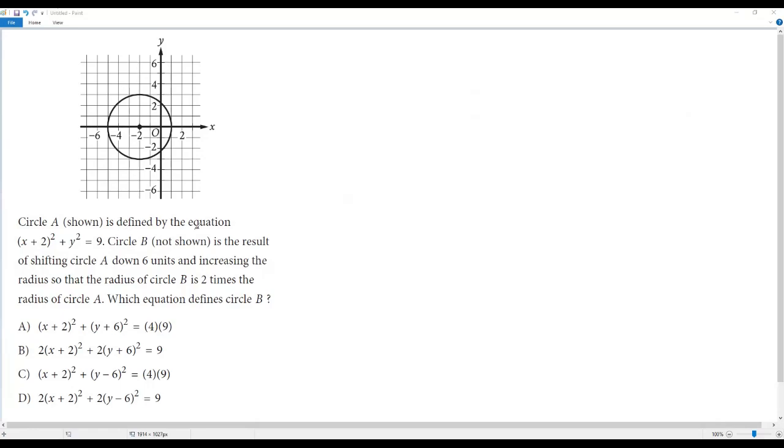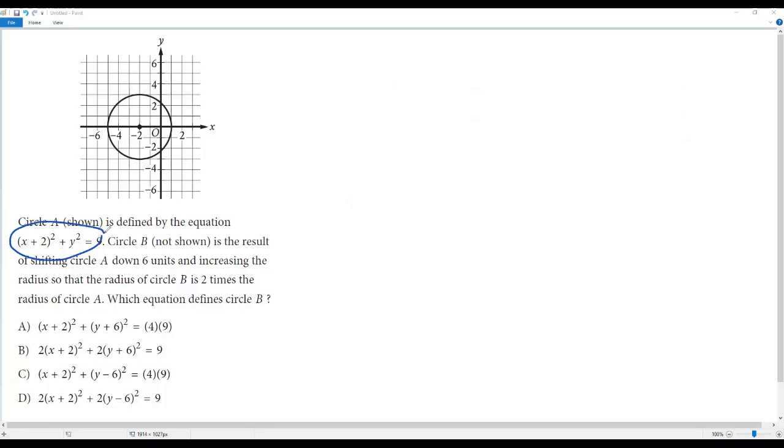Circle A shown is defined by the equation x squared plus y squared equals 9. Circle B, not shown, is a result of shifting circle A down 6 units and increasing the radius so that the radius of circle B is 2 times the radius of circle A. Which equation defines circle B?